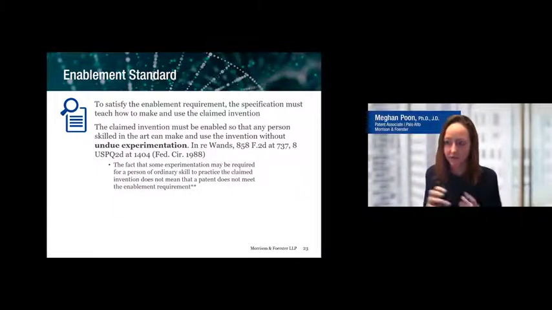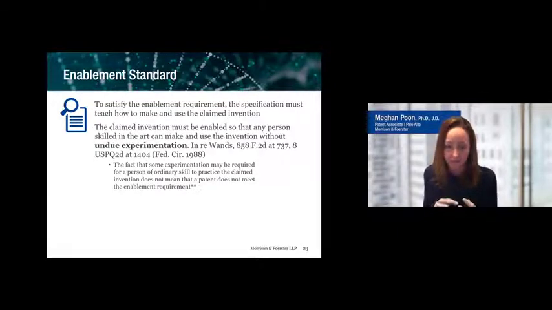Okay, so then the next sort of partner to written description under US law is enablement, which is also having to do with the amount of disclosure that's in the application. So the enablement standard is that the specification has to teach one of ordinary skill in the art how to make and use the claimed invention without undue experimentation.